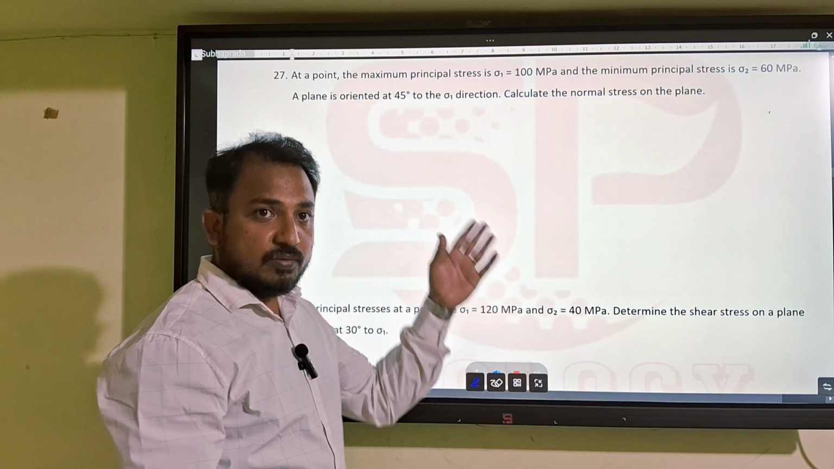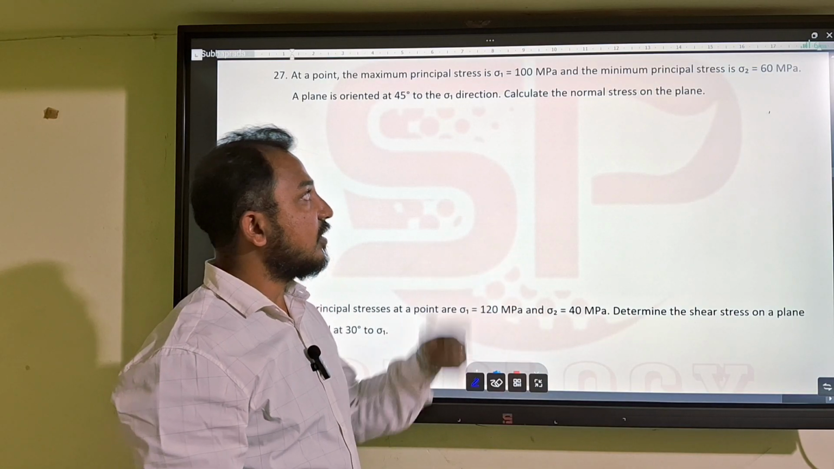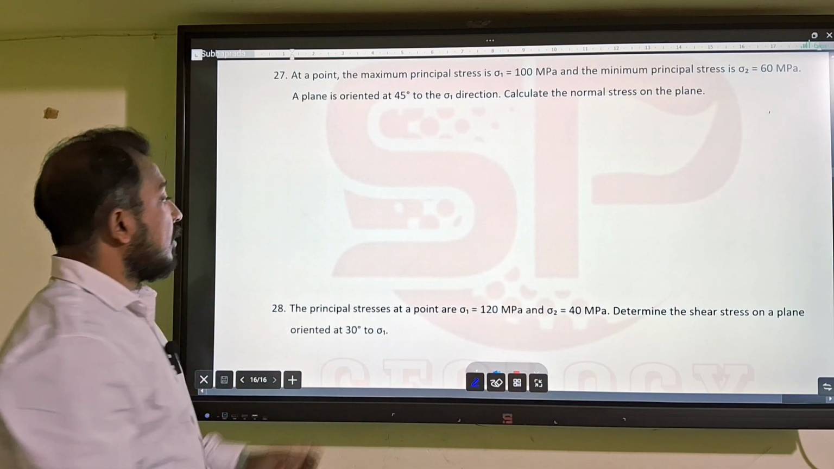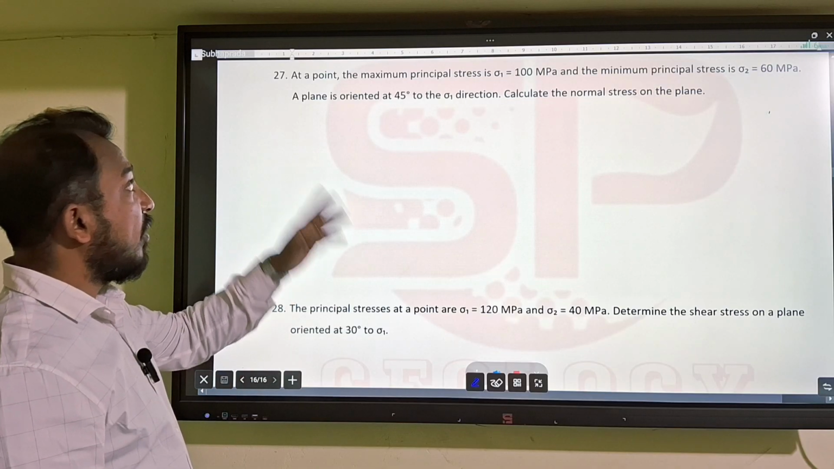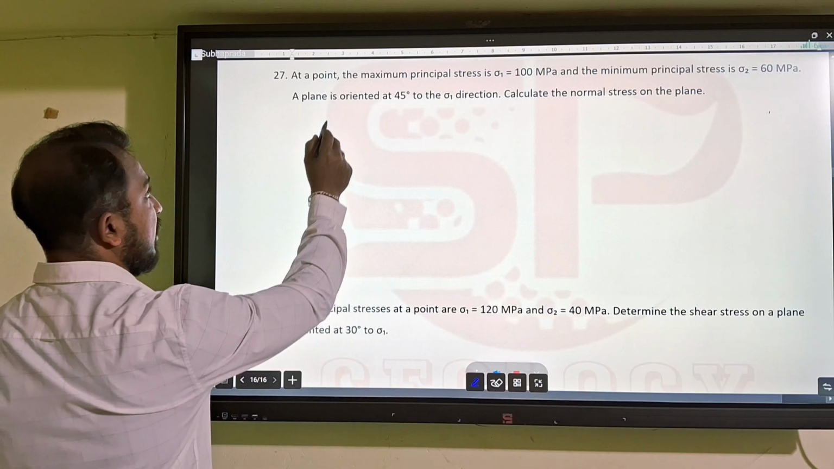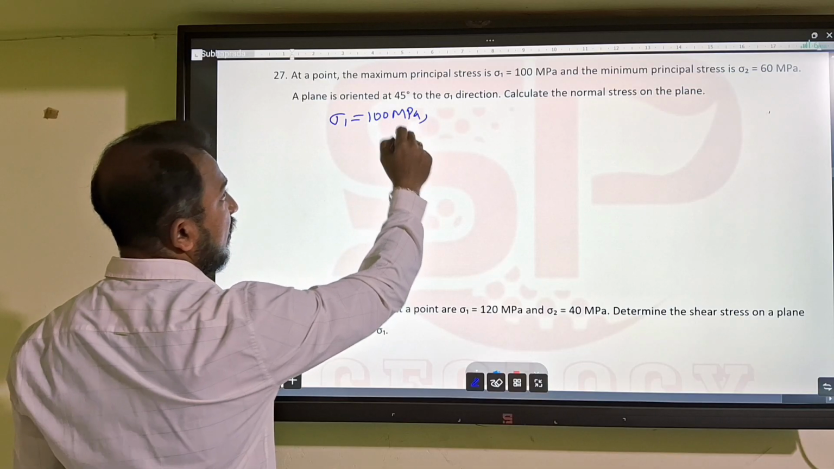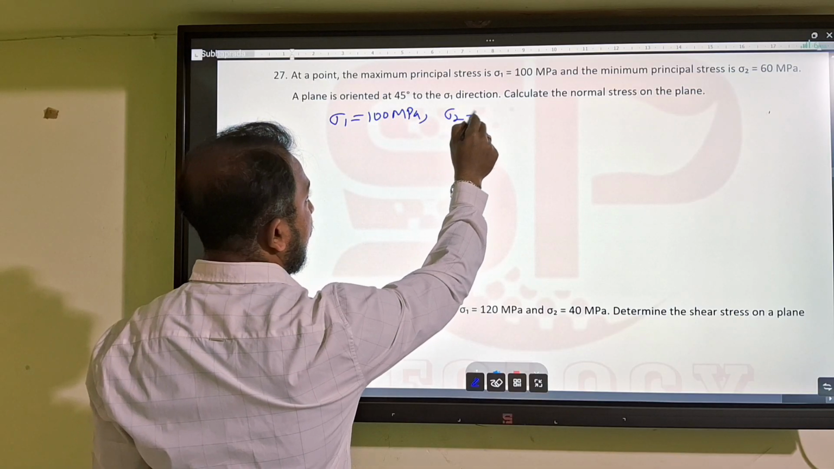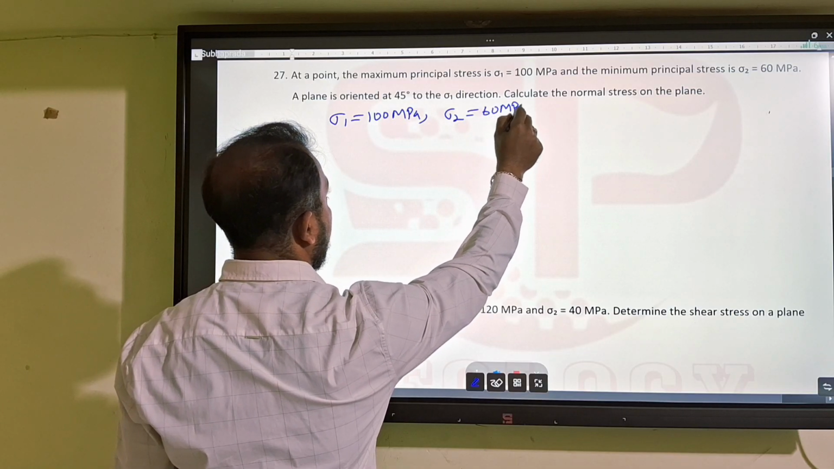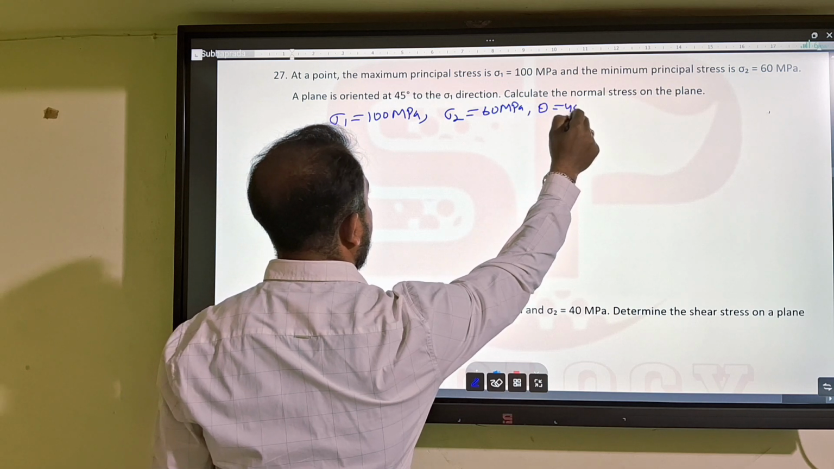So these are also two similar type of problem. Now you can pause and try to solve this. So next, at a point the maximum principal stress sigma 1 is given 100 MPa. Then sigma 2 is given 60 MPa. Theta is given 45 degree.